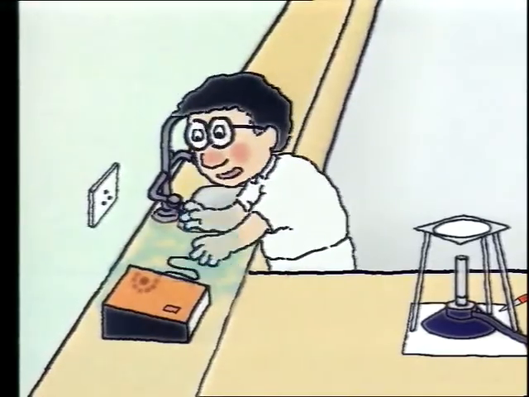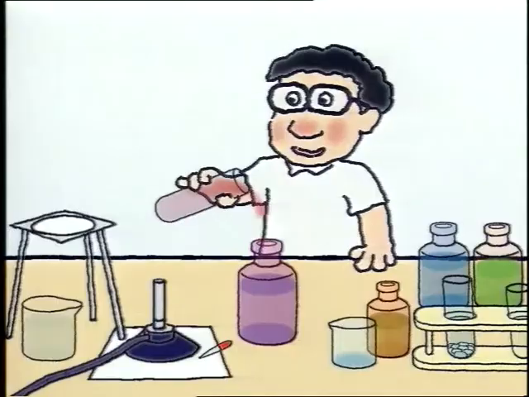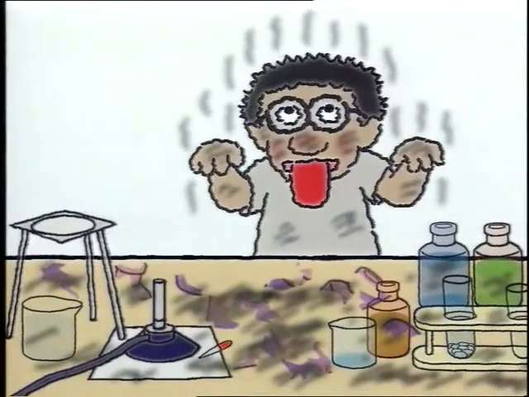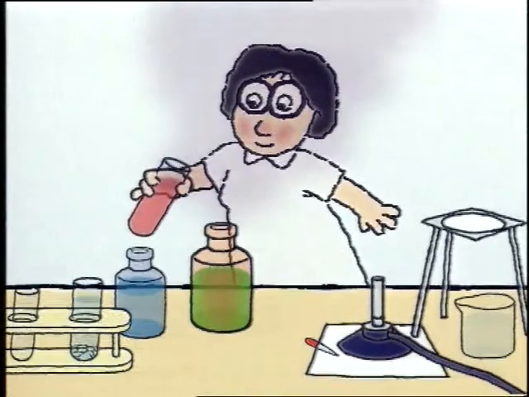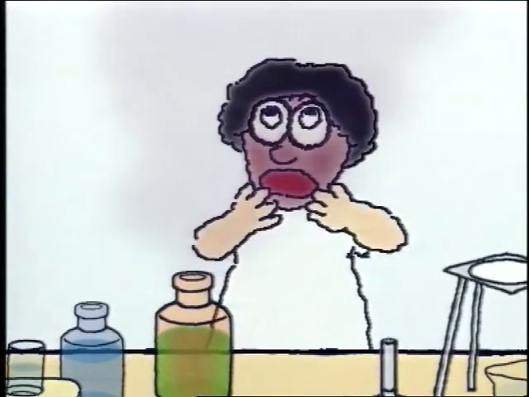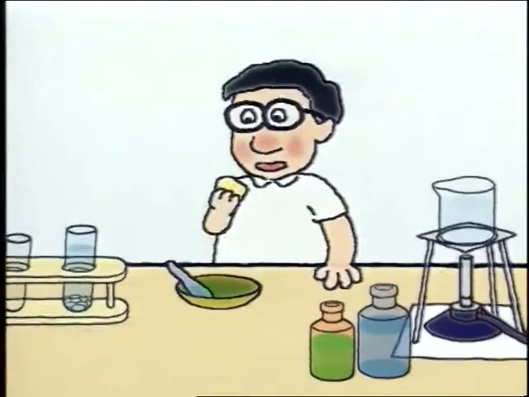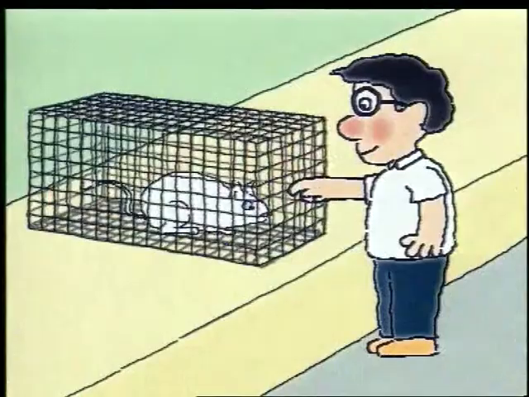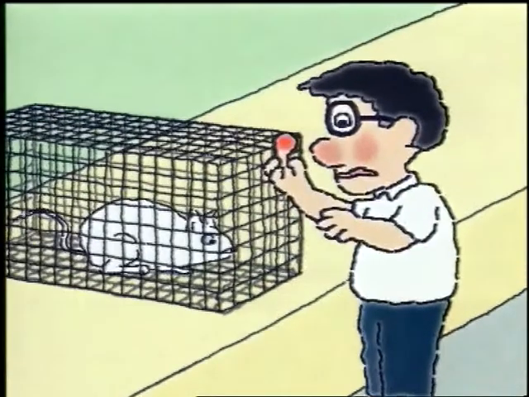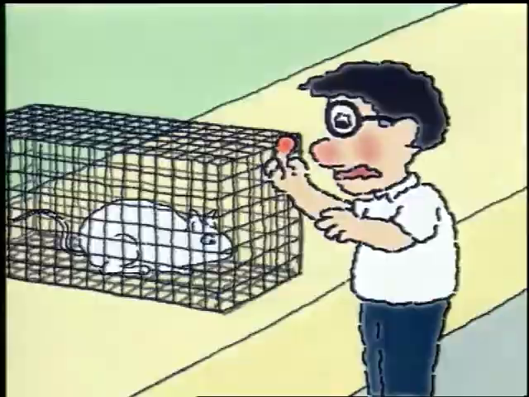The student is hurt by an electric shock. The student is hurt by a small explosion when mixing incompatible chemicals. The student feels sick after breathing in toxic gases. The student is poisoned by contact with some poisonous chemicals. The student is bitten by white mice kept in cages.